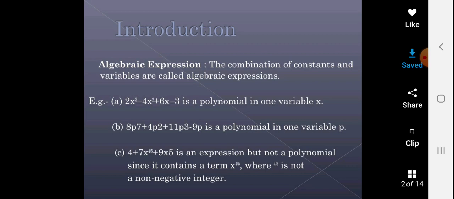Next, 7p raised to 7, 4p raised to 2 plus 11p cube minus 9p is a polynomial in one variable p, and the degree of polynomial is 7, which is the highest degree of the equation. 4 plus 7x, 4 upon 5 plus 9x raised to 5 is an expression but not a polynomial, since it contains a term in the form of fraction, which is 4 upon 5, where 4 upon 5 is not a negative integer.